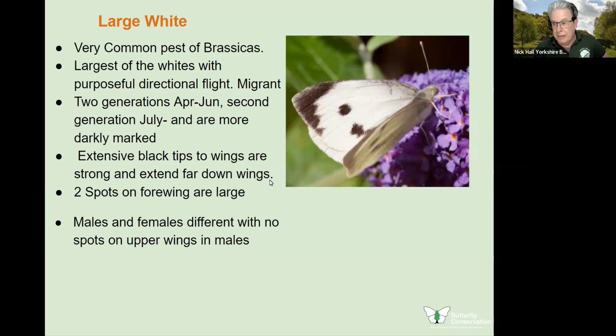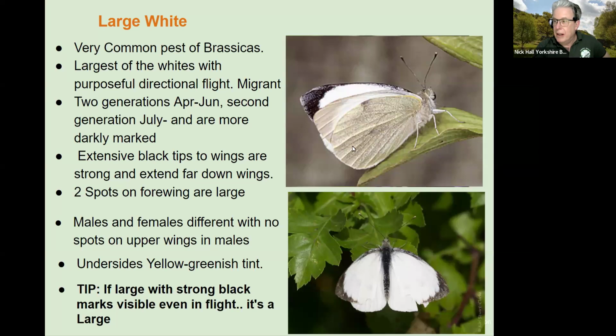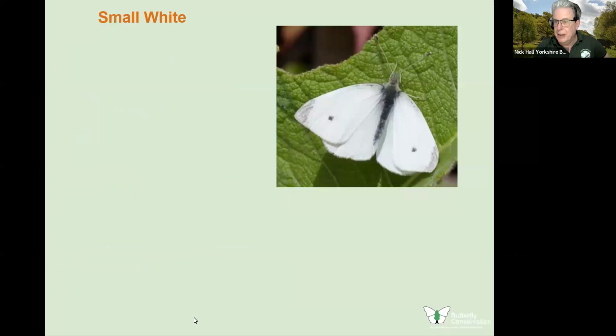Males and females are different, at least on the upper wings. So here's a male, no spots, still got that wraparound black. But if you look very carefully, there's a spot there and a spot there, but only on the underside. And the underside is a kind of yellowy green color, which is quite different from the small white, which is much more yellow. So the big tip: if the strong black marks are visible in flight, it has to be a large white. Okay, moving on. Small white.